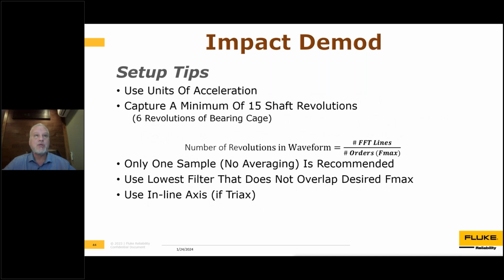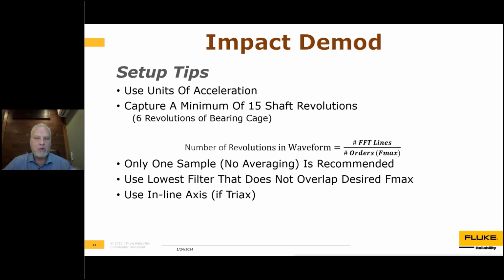Setup tips, not really super important, but we do use units of acceleration. We don't integrate this, obviously. We try and capture a minimum of 15 shaft revolutions. If you approach me with a shaft where I can't get quite 15 shaft revolutions, we'll make a determination. 10 is usually going to work, so there has to be compromises at times depending on what instrument you're using to try and capture a slow speed shaft. The reason for 15 shaft revolutions is we're trying to capture a minimum of roughly 6 cage rate revolutions so that we make sure we get enough data. But again, all of those things will become evident.